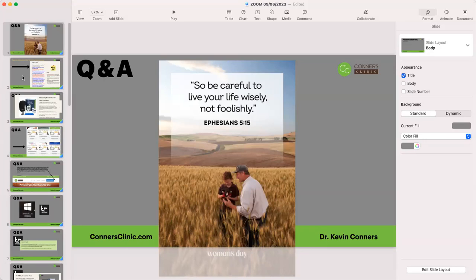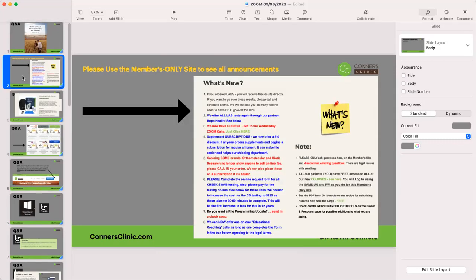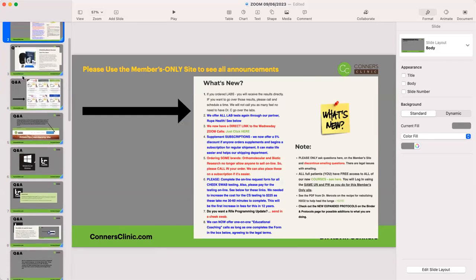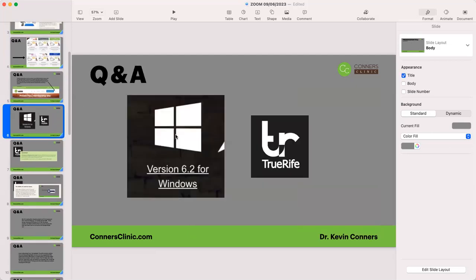Let's jump right in. Reminder to all of you that are new: go to the member site, use the member site. I try to put announcements and such in the member site, including one that we have today, which is talking about the TrueRife version 6.2.